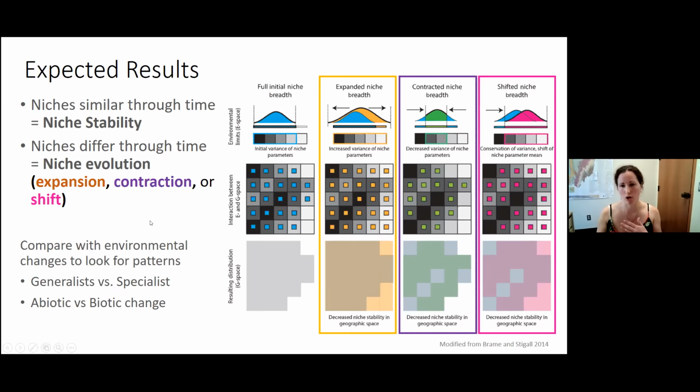Generalists and specialists will also be compared in order to see if they respond differently during the same intervals. It is typically believed that generalists have a much broader ecological niche than specialists, so theoretically they could expand or contract their niche more easily than specialists can. I hypothesize that the different types and rates of environmental change will correlate with different patterns in niche stability and niche evolution.